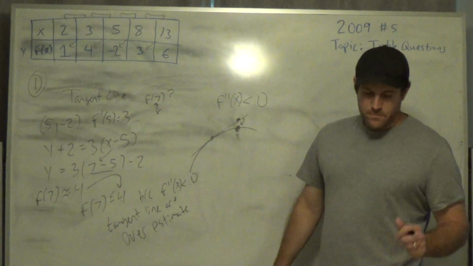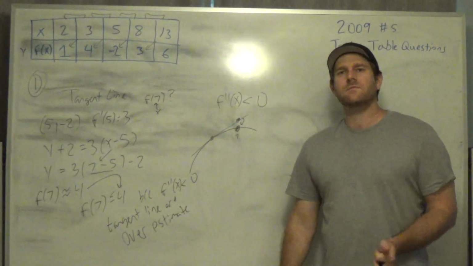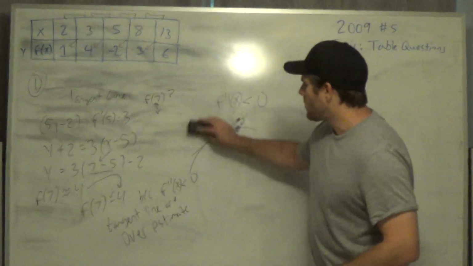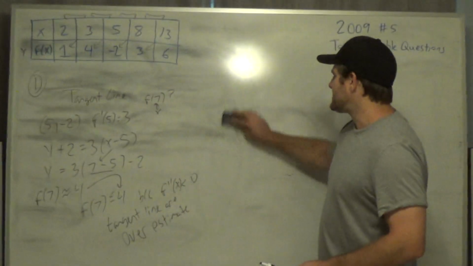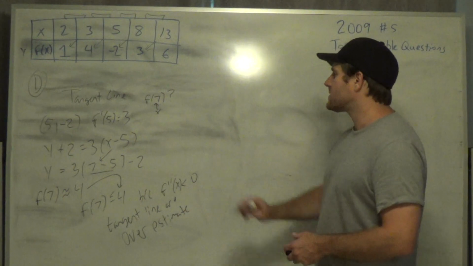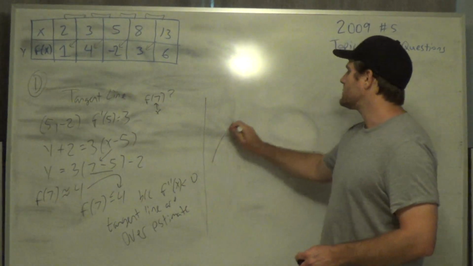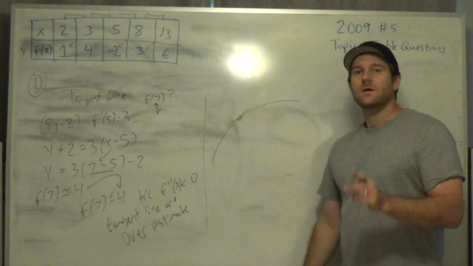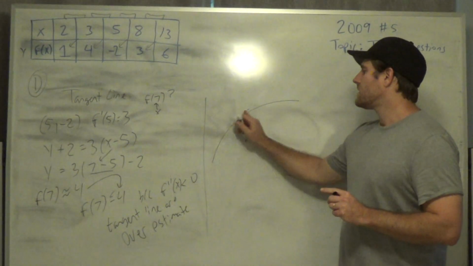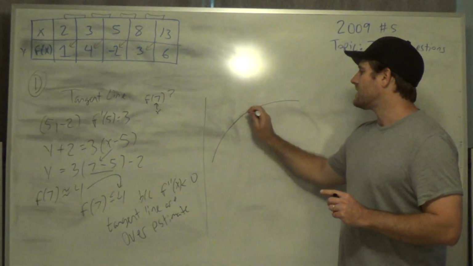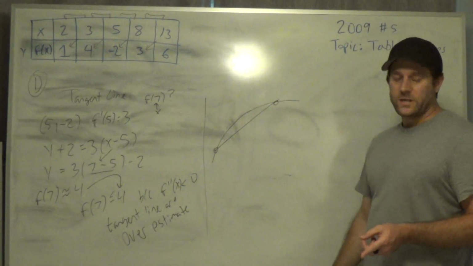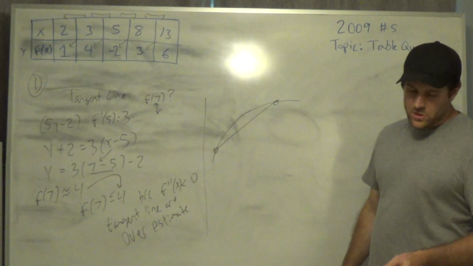Alright, and now the second part of part D asks us to do something you might never even have heard of. It's called using a secant line. So what in the world does it mean to find a secant line? Now we've talked about it, but that doesn't mean you remember it. Remember, our graph is still concave down. A tangent line goes through one point. A secant line goes through 2 points.